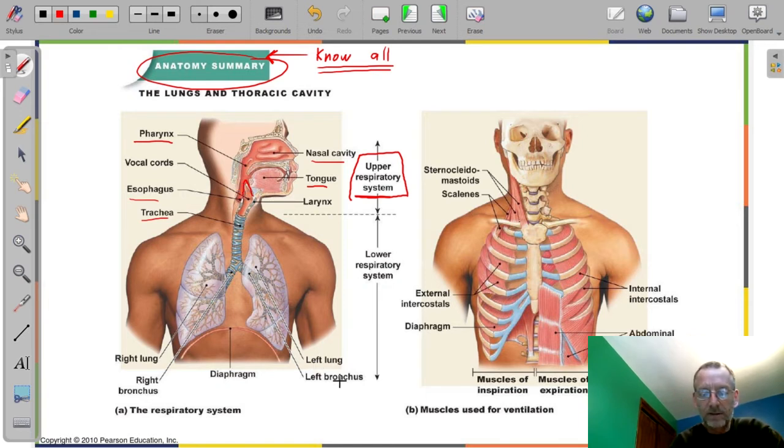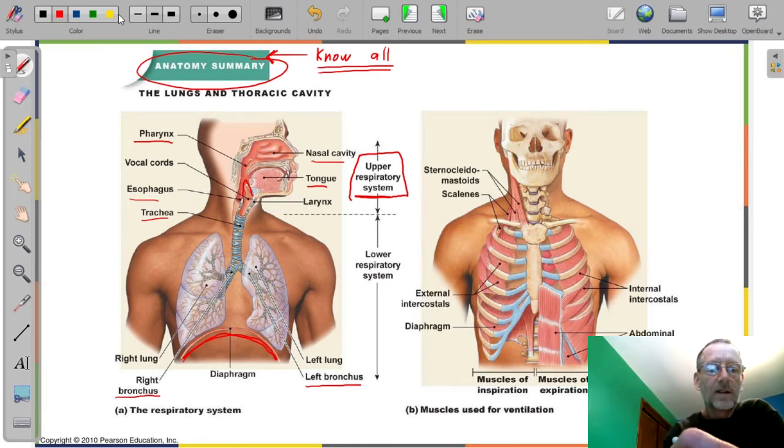Left lung, left bronchus, right bronchus. We've talked about those. And the diaphragm. We'll spend more time on that. So that's figure A. B is looking at the muscles of respiration.